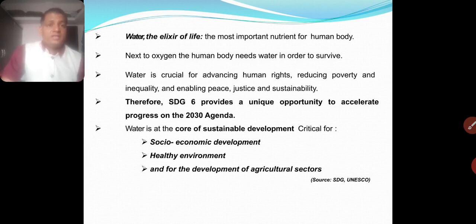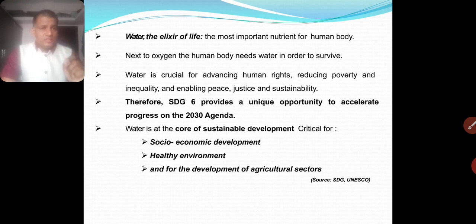And inequality and enabling peace, justice, and sustainability. Similarly, all these points are very important. Therefore, Sustainable Development Goal 6 can provide a unique opportunity to accelerate progress on the 2030 agenda. As I said in the earlier slide, Sustainable Development Goal 6 can provide an opportunity to accelerate progress on the 2030 agenda. So what exactly is in that?